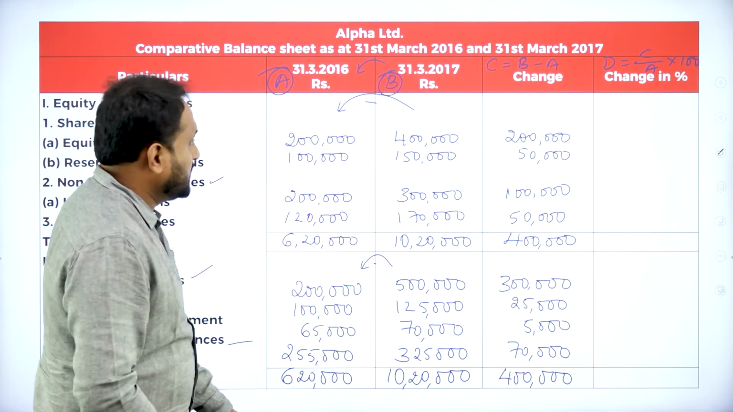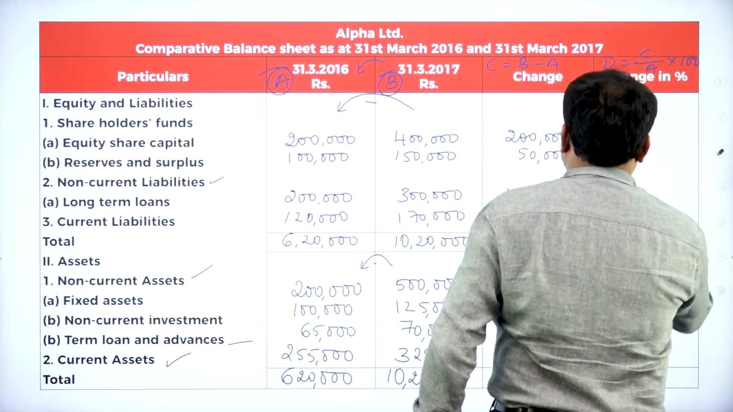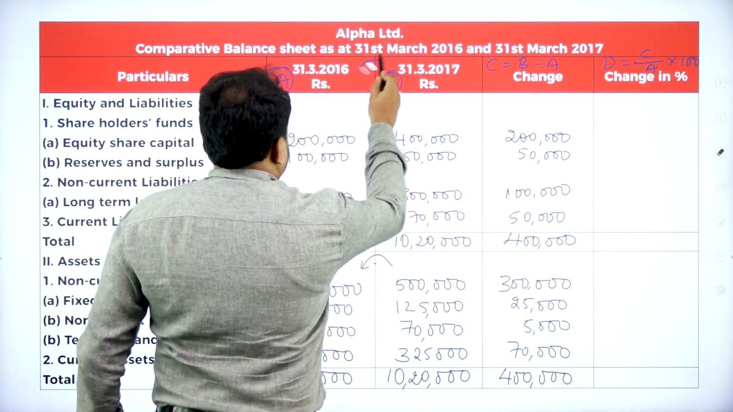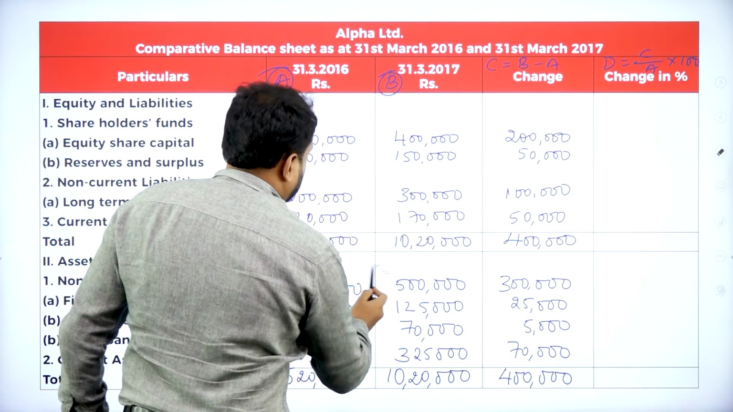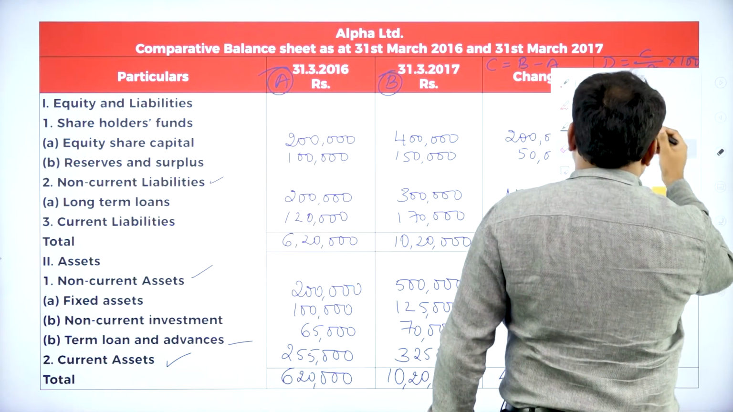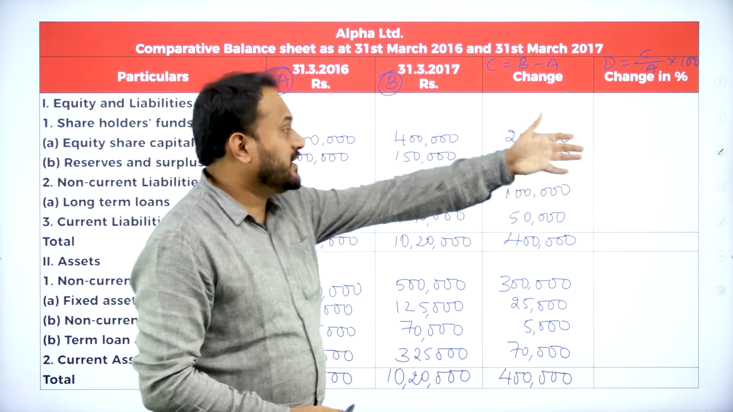A is this. Okay, now I'll erase these things. Now understand this, how exactly we went. All these are done. Now I'll go with D here. D is equal to C divided by A into 100.